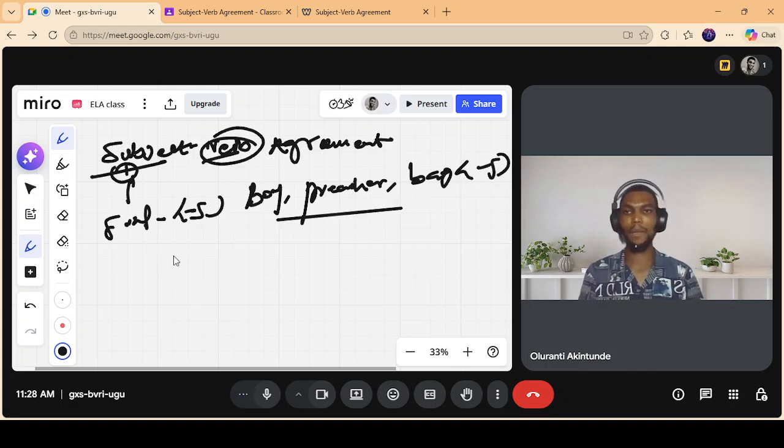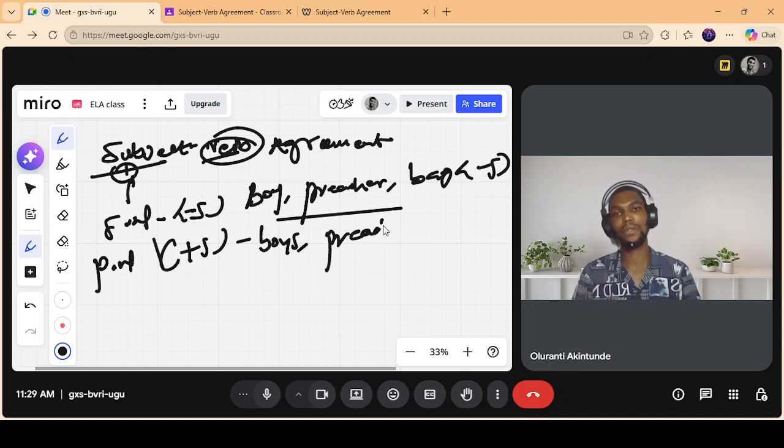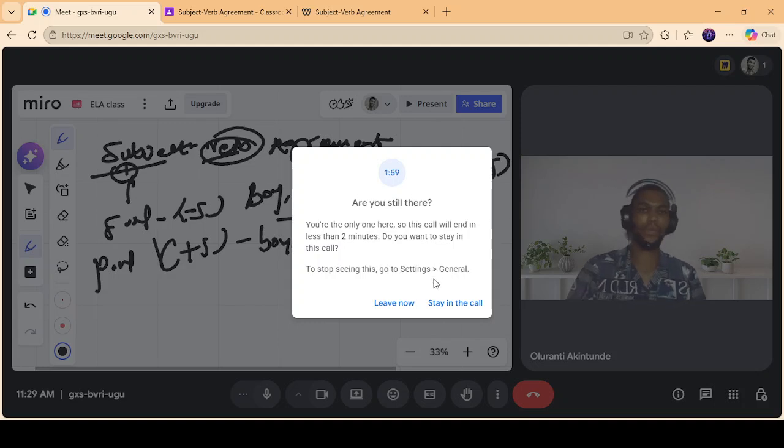All right, but then plural nouns, they will take s because more than one. Boys, preachers, bags, you know, plus s.